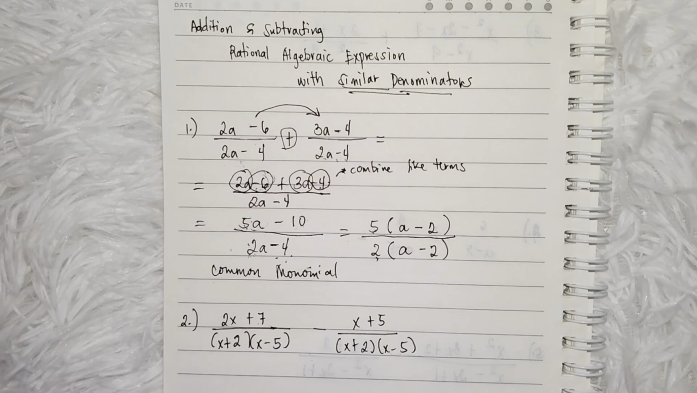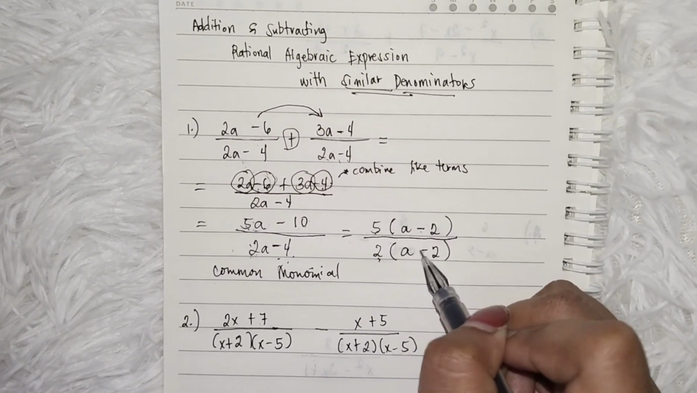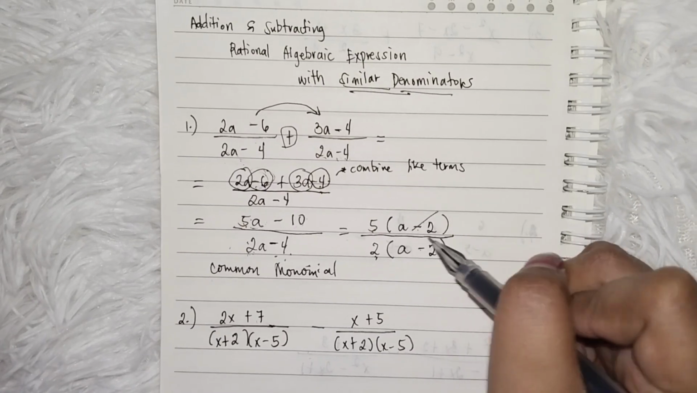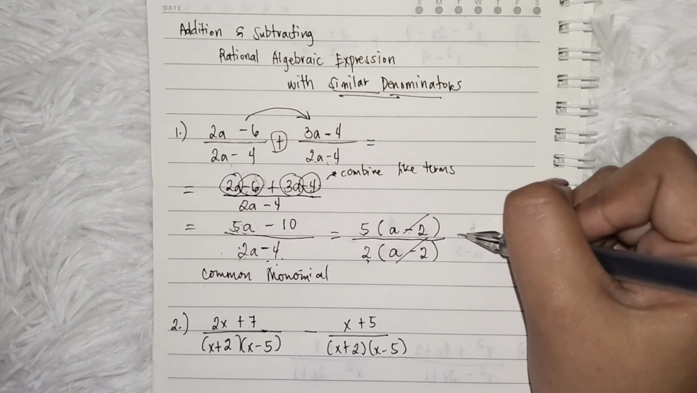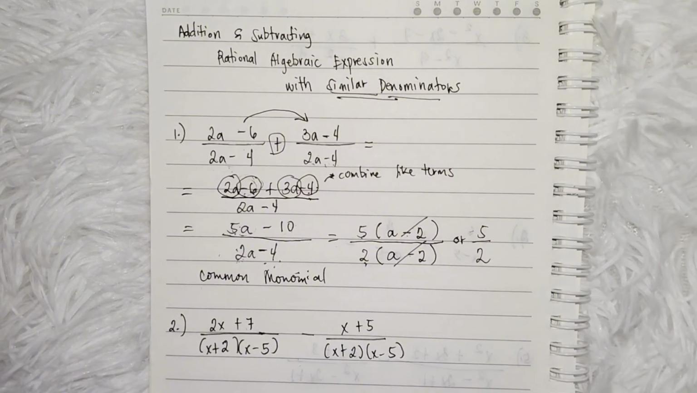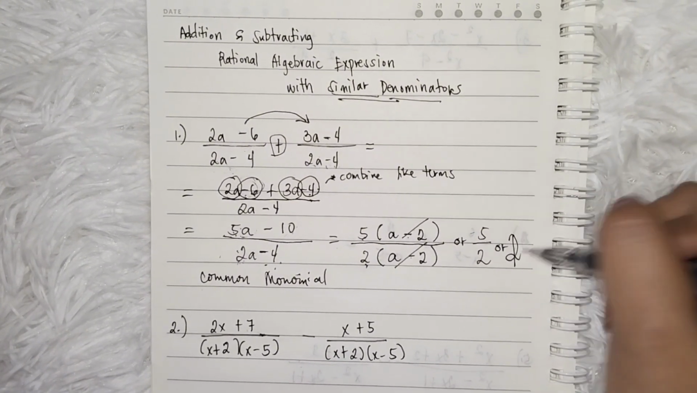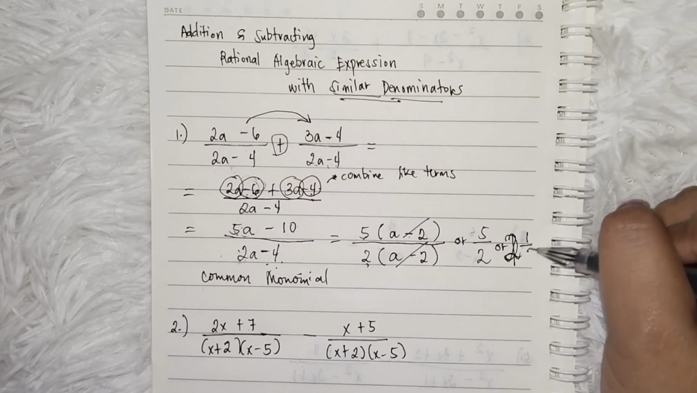Now, all you have to do is to cancel yung mga makikita nyo na mayroong magkatulad sa numerator at denominator. So, dito, a minus 2 and a minus 2 is the same. So, therefore, you cancel that. And then, 5 over 2 na lang ang maiiwan. 5 over 2 or 2 and 1 half.